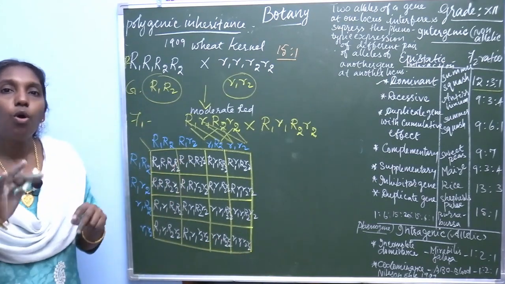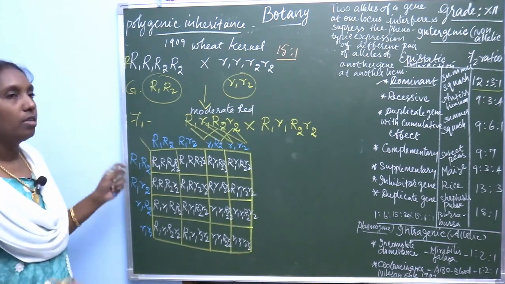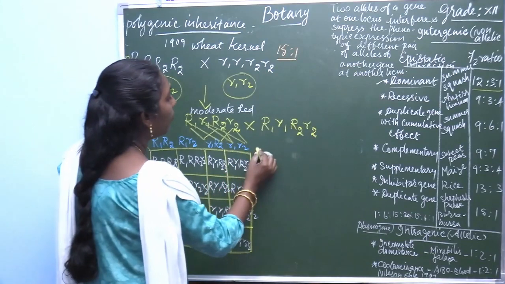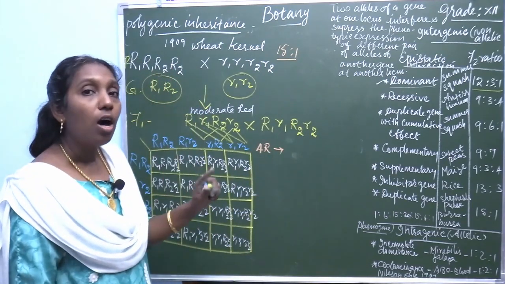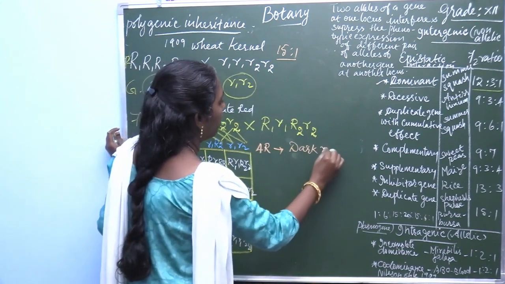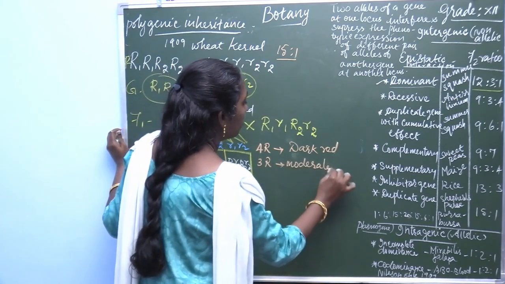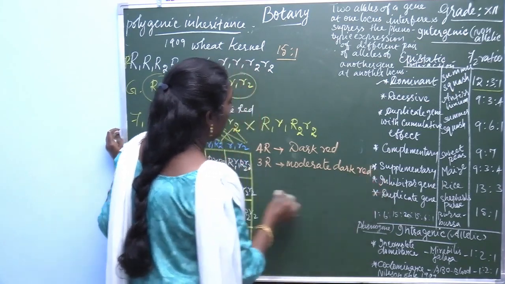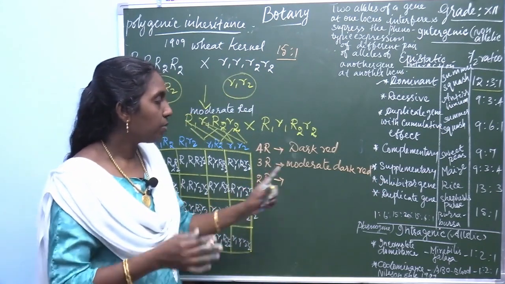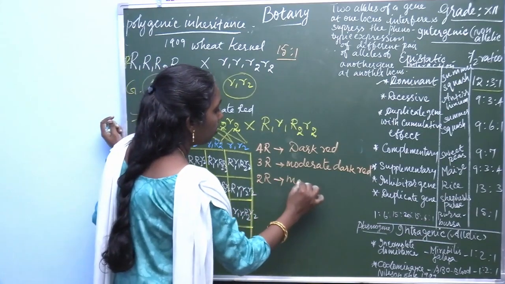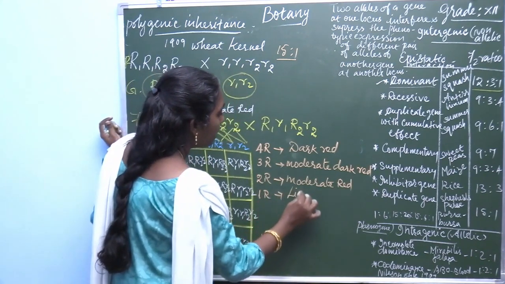So here there are four different combinations of red color obtained. What are these four different combinations? If it contains 4R, it gives dark red color. If 3R is there, it gives moderate dark red. If 2R is present, it gives moderate red, and 1R gives light red.